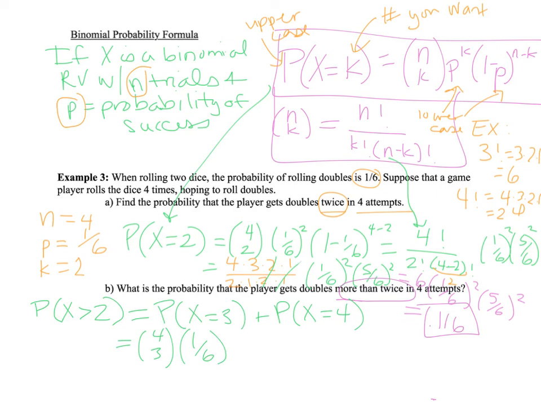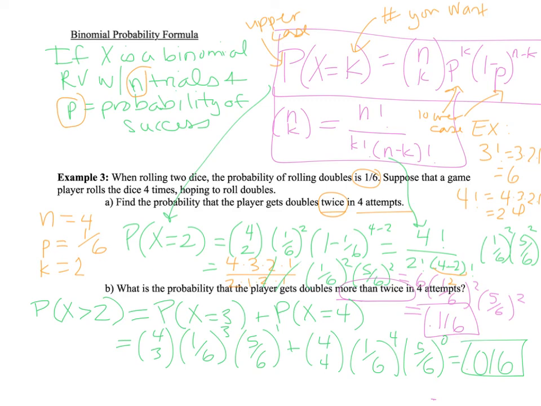So you do end up getting the binomial coefficient 4 and 3. We call this 4 choose 3 actually, in case you're wondering. And we get that times 1/6 to the third times 5/6 to the first plus 4 choose 4 times 1/6 to the fourth and 5/6 to the 0th. So please try to work this out on your own. Your final answer should be 0.016. It's very unlikely to get.